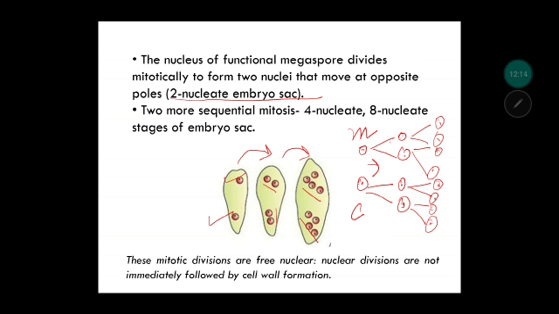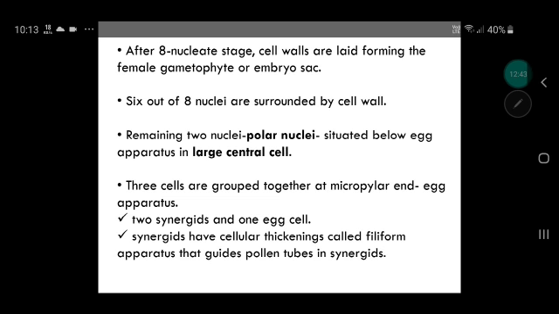Now these mitotic divisions are free nuclear. What do we mean by free nuclear? The nuclear divisions are not immediately followed by cell wall formation. You can see over here mitosis is happening again and again, but the cell wall is not being formed. So it is free nuclear, the nucleus is dividing, but the cell wall is not being formed. So this is the end stage, the 8 nucleate stage of the embryo sac.